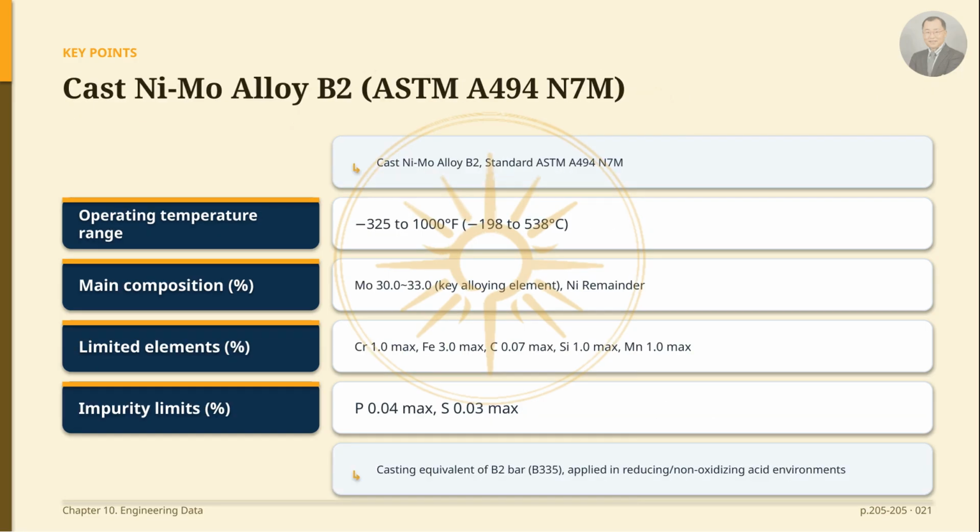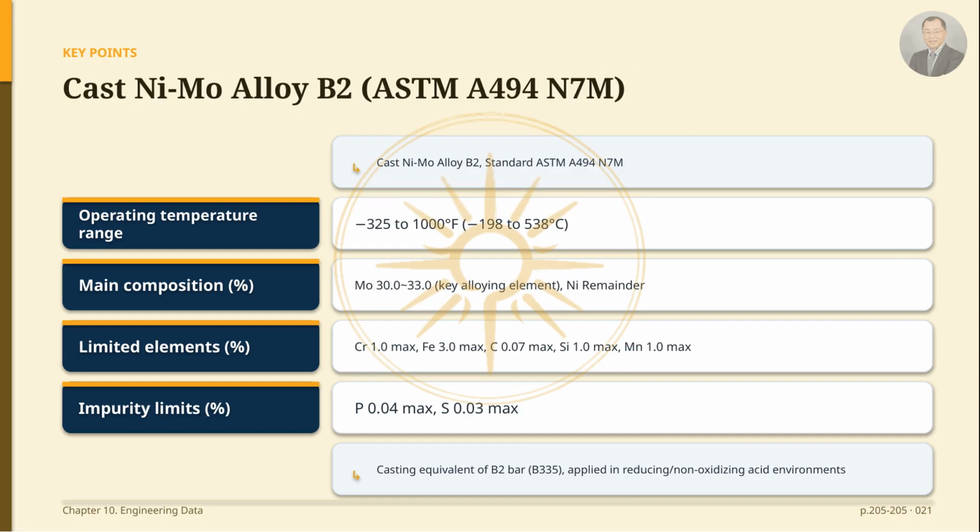Now, I will introduce the cast nickel-molybdenum alloy B2, specification ASTM A494 N7M. The operating temperature range is -325 to 1000 degrees Fahrenheit, which is -198 to 538 degrees Celsius. The most important alloying element is molybdenum, which makes up 30 to 33%, and the remainder is filled with nickel. Looking at the limited elements, chromium is 1% or less, iron is 3% or less, carbon is 0.07% or less, and silicon and manganese are each 1% or less.